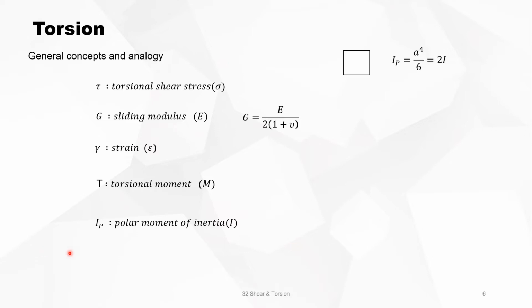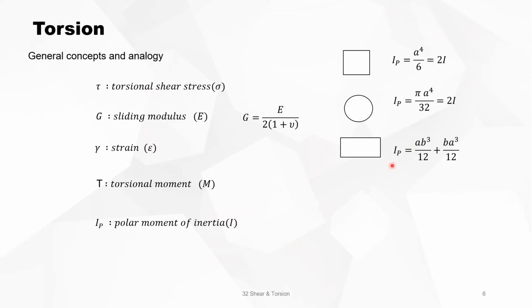Just to refresh your memory, in fact, the polar moment of inertia is for most sections equal to 2 times the moment of inertia, the normal moment of inertia. For instance, for a square, the polar moment of inertia is a to the power 4 divided by 6, and it's 2 times I. Same happens with a circle. It's pi d to the power 4 divided by 32. It's also 2 times I. And you can now easily see why, or it gives you an idea why.